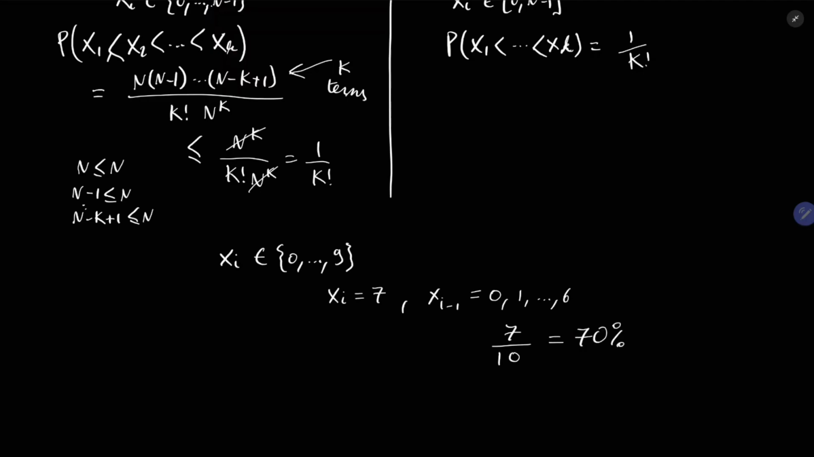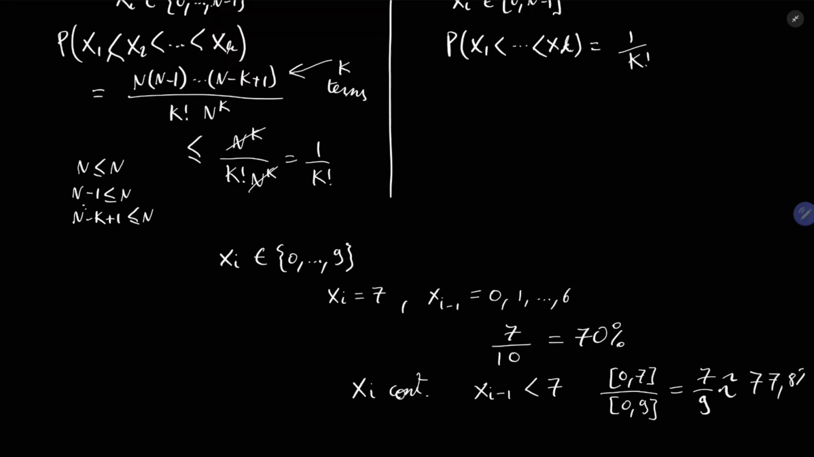But what happens in the case where xi is continuous? Then you have xi minus 1 that simply needs to be lower than 7. So you can choose from a range from 0 to 7 divided by a range from 0 to 9. This is equal to 7 divided by 9, that is approximately equal to 77.8%. So as you can see, this number is greater than this number. And this is because in the discrete case, we actually eliminate many more situations than in the continuous case.